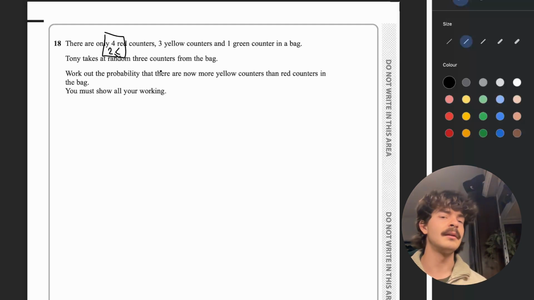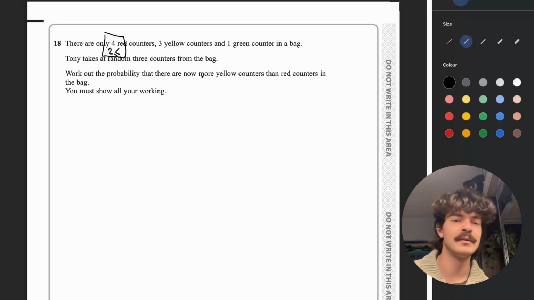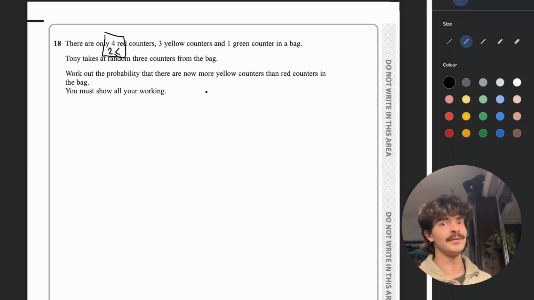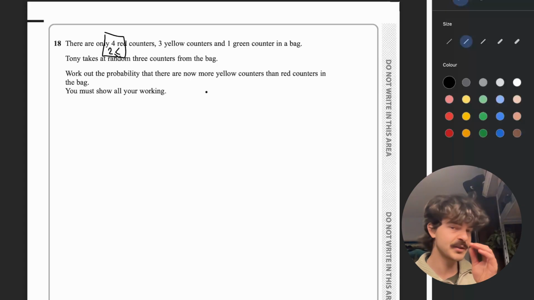So let's think about how that could happen if we only took out 3 counters. Well, it's clear that at least 2 of them must be red, right? Because we need to get from 4 to 2. But if that third counter was a yellow one, then we'd have 2 red and 2 yellow. But that isn't strictly less red than there are yellow, or more yellow than there are red, right? That's a strict, right? They can't be equal either. So it must always be a green one that we're taking, or we're taking 3 red counters.